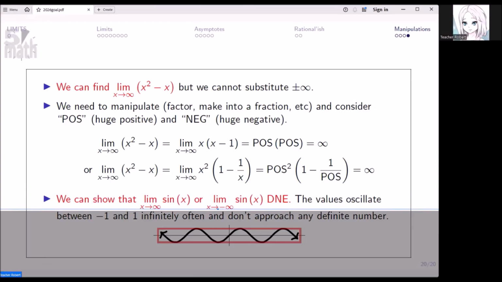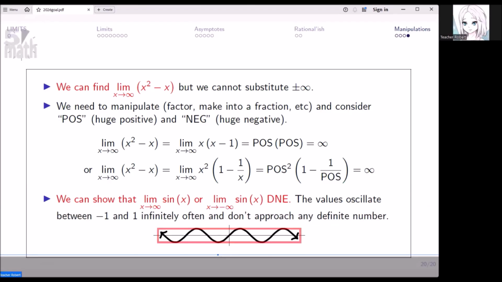We can show that the limit as x approaches infinity of sine x, or the limit as x approaches minus infinity of sine x, does not exist. The values oscillate between minus 1 and 1 infinitely often and don't approach any definite number.